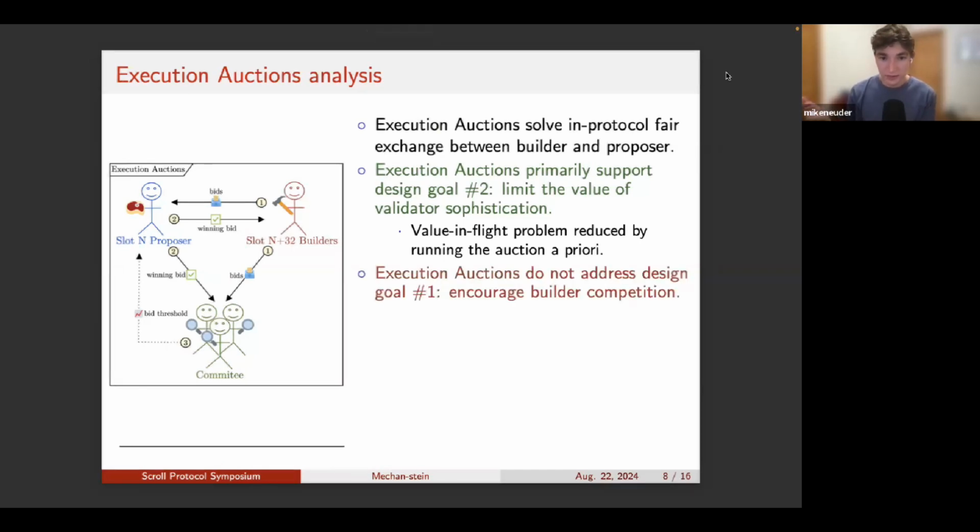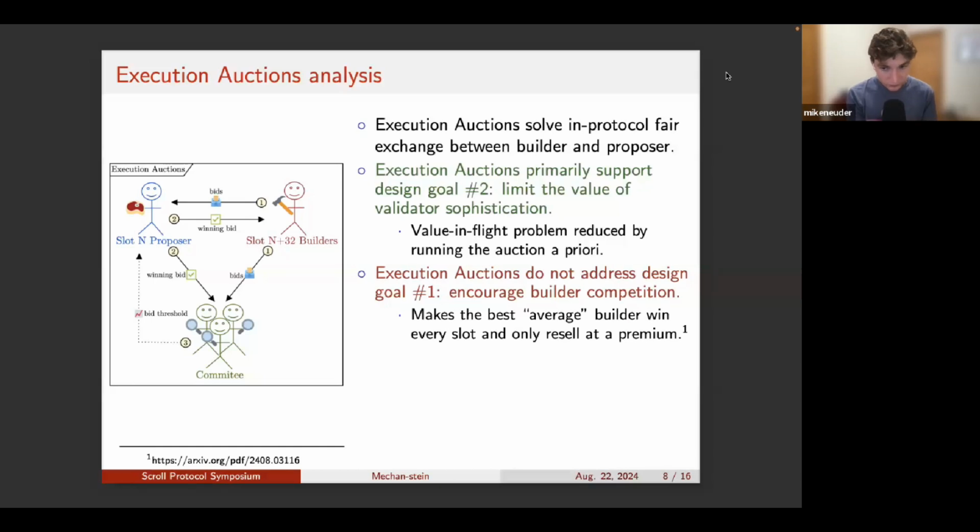Right, now looking at the other design goals, they don't address builder competition at all. And actually I put this in red because they make builder competition worse. This argument is more formalized in this paper that I footnoted, written by Maxim Milesh. But the argument here is that bidding in this auction is basically a bid on how much MEV on average you're able to extract from an arbitrary slot, because it's somewhere in the future. And so instead of the best builder at the given moment winning the auction, you have the best average builder winning.